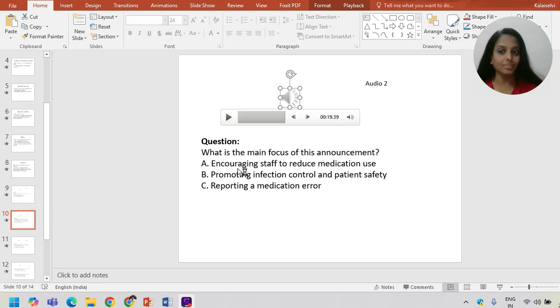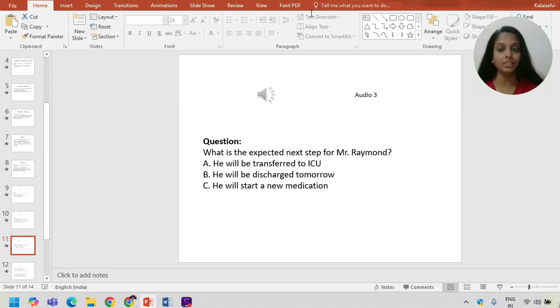Option B. Why? Because in the audio, the speaker emphasizes patient ID verification and announces upcoming infection control audits focusing on safety and hygiene practices. So, promoting infection control and patient safety is the main focus of this announcement. Got it? Now, let's move on to our next audio sample.